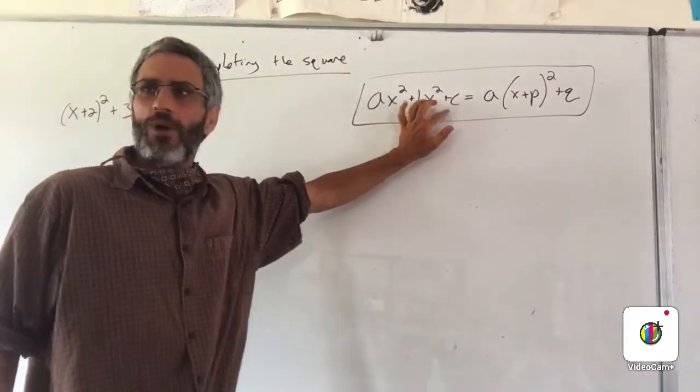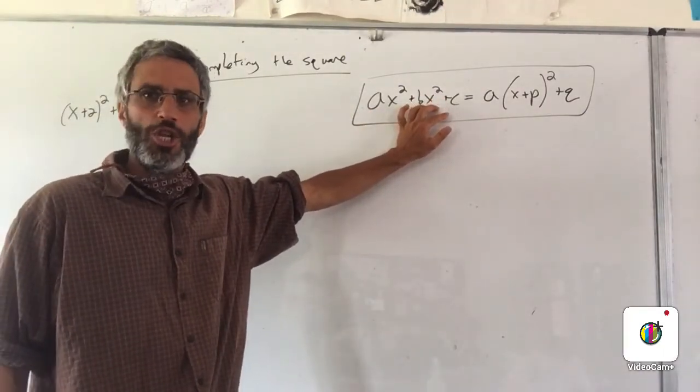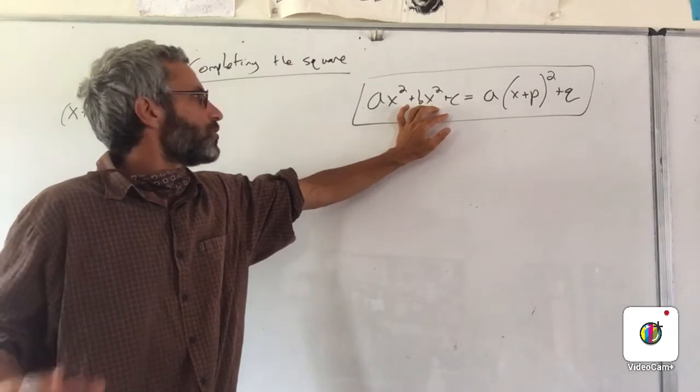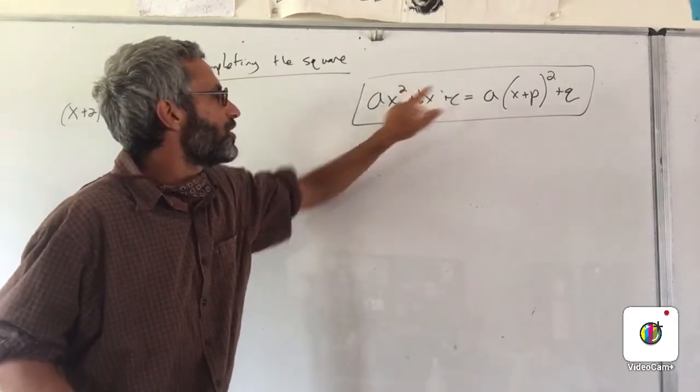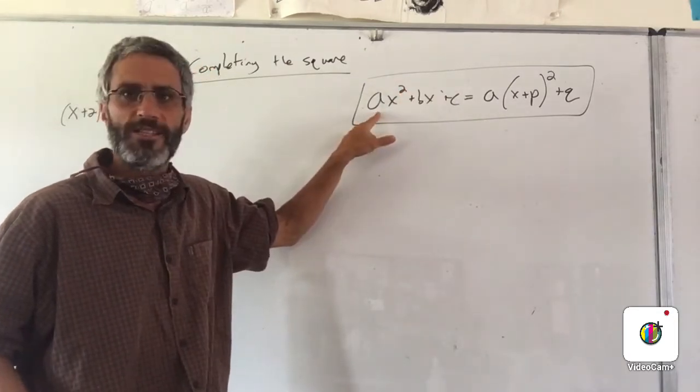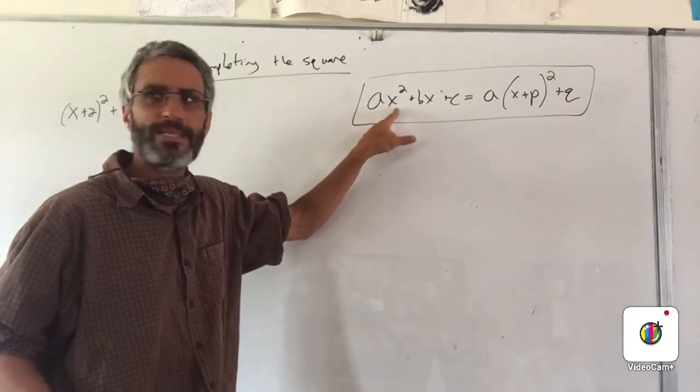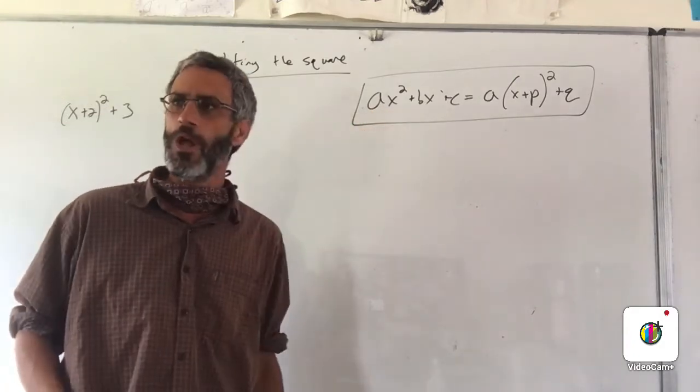We normally write down a general quadratic expression like this. Okay? We started this year like that. ax squared, it's a number times x squared, plus bx plus c.